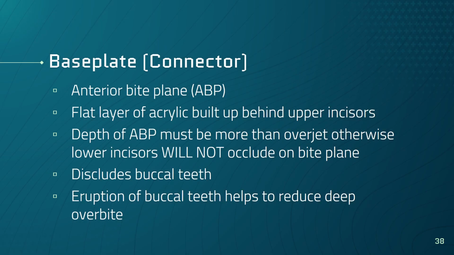Now, what does the anterior bite plane do? The anterior bite plane basically is a flat layer of acrylic built up behind the upper incisors. The depth of the anterior bite plane must be more than the overjet. Otherwise, the lower incisors will not occlude on the bite plane. The anterior bite plane discludes or separates the buccal teeth. This separation causes eruption of the buccal teeth, which helps to reduce the deep anterior overbite.